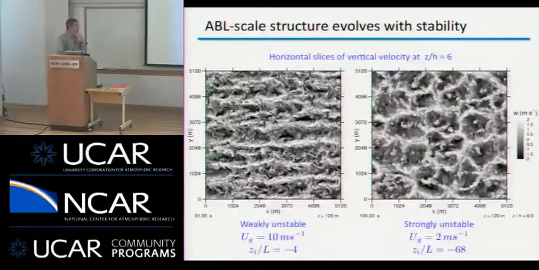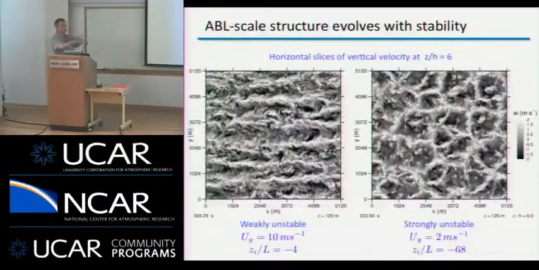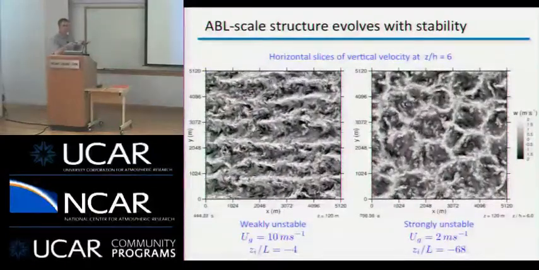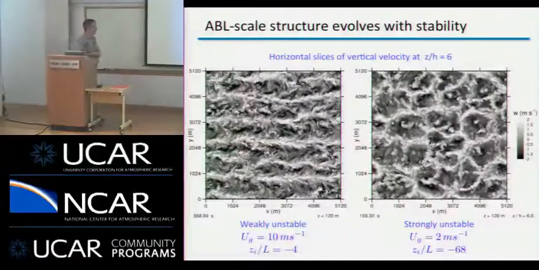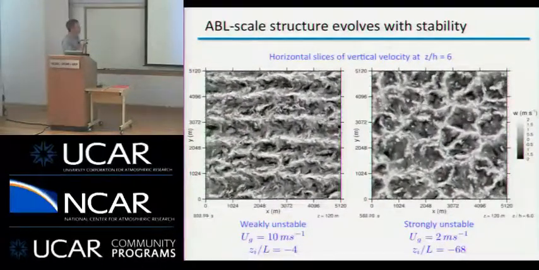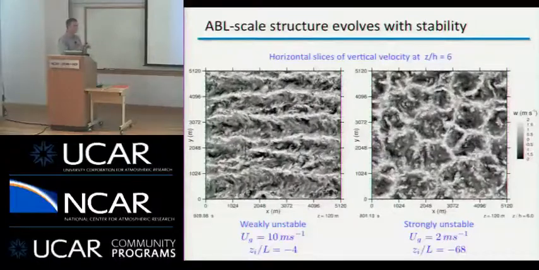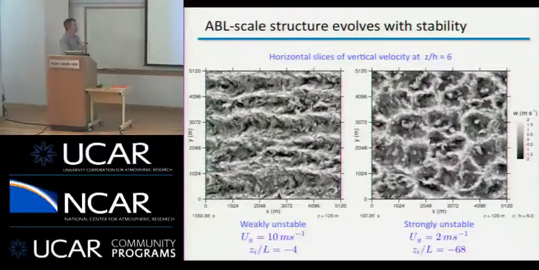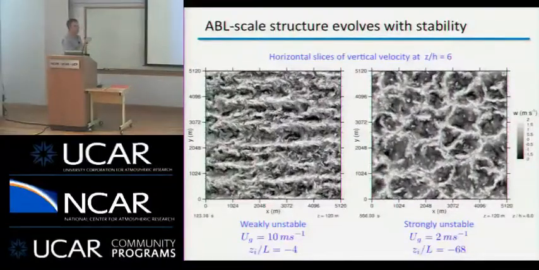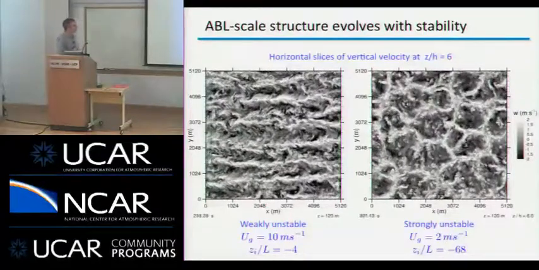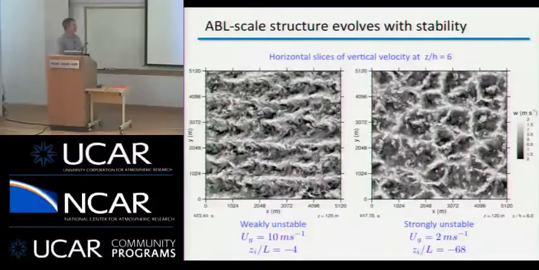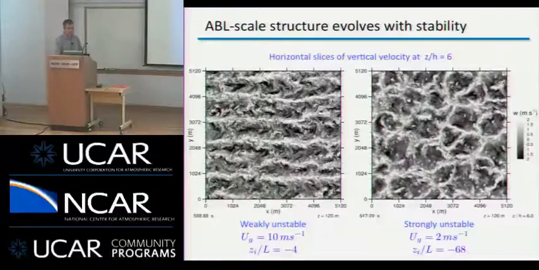So this is just an example of a slice of the vertical velocity, a horizontal slice at 120 meters, in the surface layer, just to show you the character of the large scale flow and the resolution that we have. This is vertical velocity, so white is rising motion versus dark is sinking motion. You can see that through a range of stability, from weakly unstable to strongly unstable, so from stronger importance of buoyancy to stronger importance of shear, the character of the large scale turbulence changes dramatically across this regime.